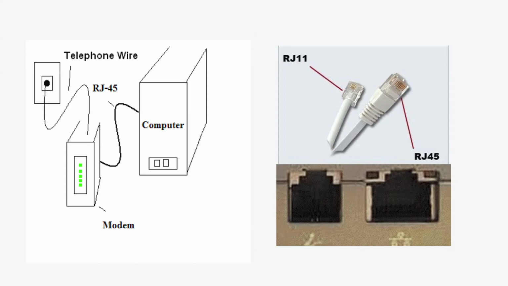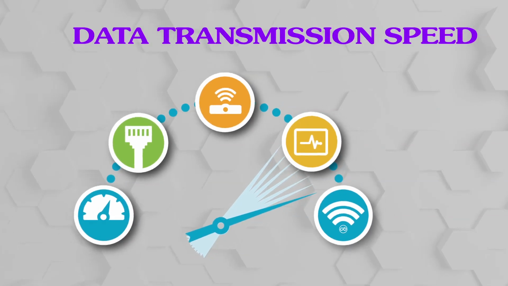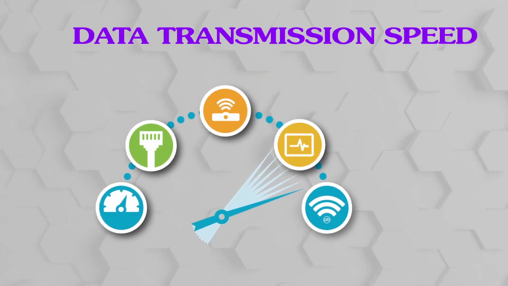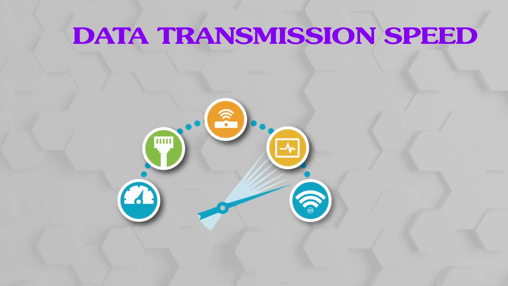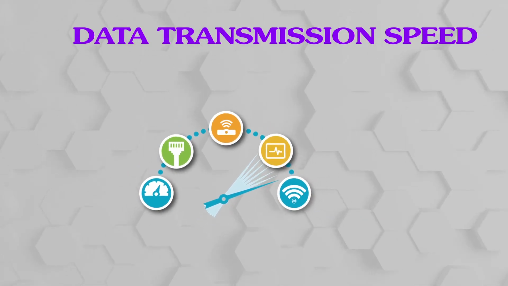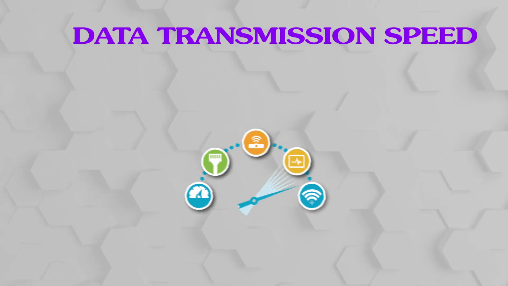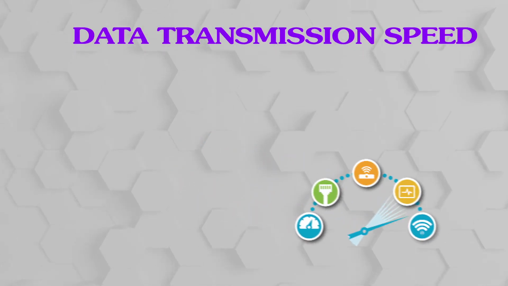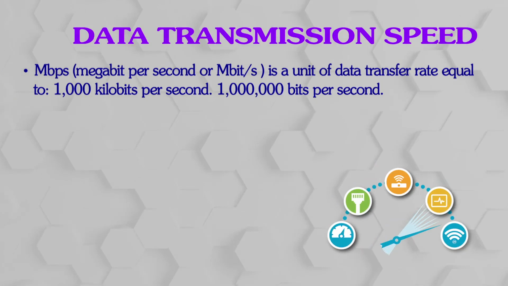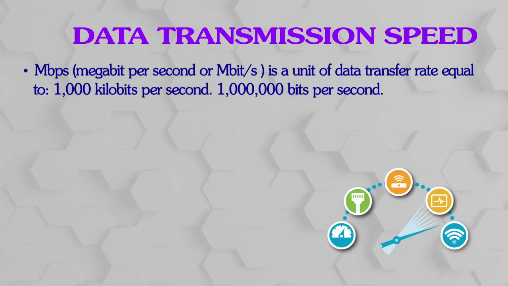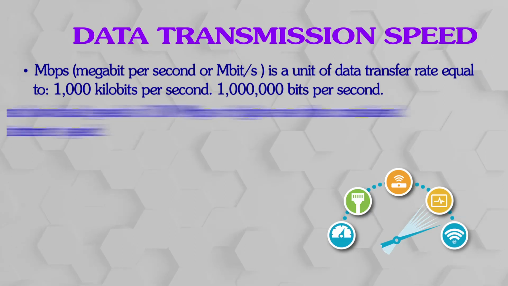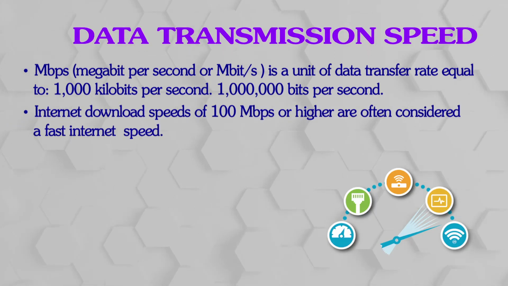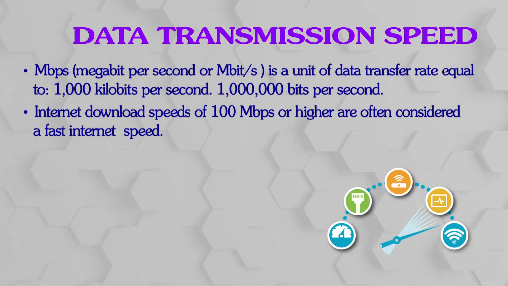Now data transmission speed, how fast data can be transmitted from one system to another system, is sometimes called the bandwidth. The bandwidth is a data transmission rate that tells the maximum amount of information, that is bits per second, that can be transmitted along a channel. It is measured in megabits per second and gigabits per second. A megabit is a unit of data transmission equal to 1000 kilobits per second. Sometimes people ask whether 100 Mbps is okay or a good internet download speed, so I am explaining this question.